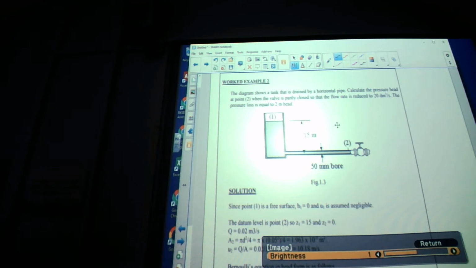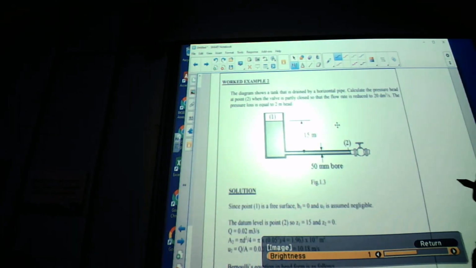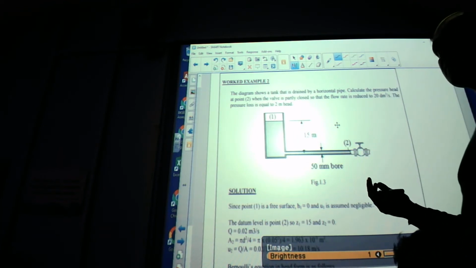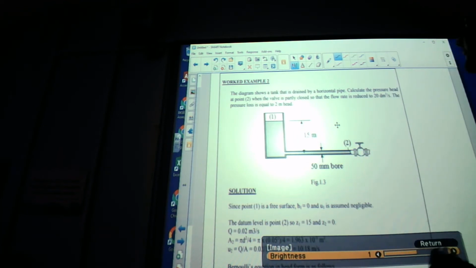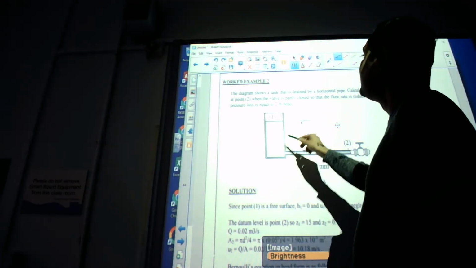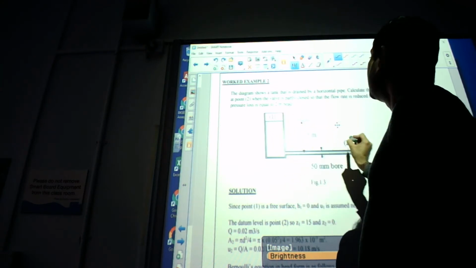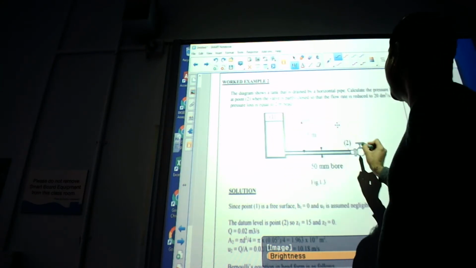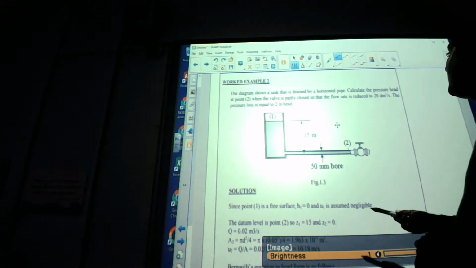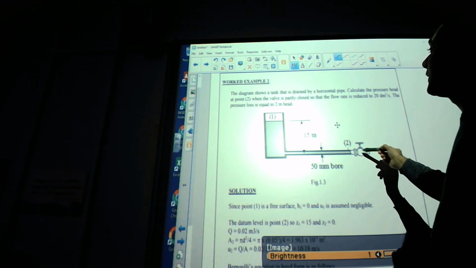Okay, let's have a look at that question, which is very similar to yours. Let me explain that one, and then you can do the question in your assignment. So that's to do with task 3. We've got a tank here. It's drained by this pipe. So this is 1, this is 2, first position, second position. We need to find the pressure head at this point when this is closed.